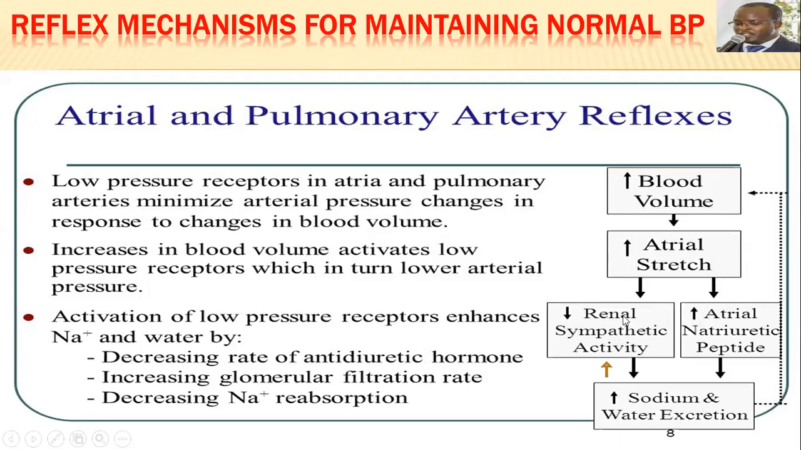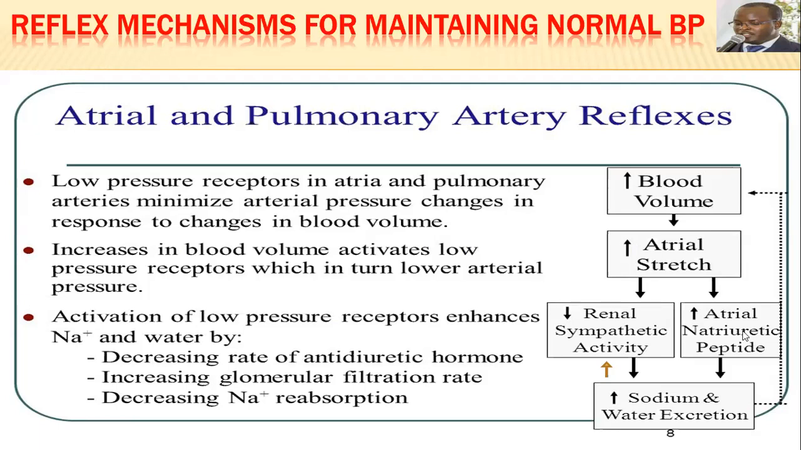So if you have a decrease in the renal sympathetic activity, you have more vasodilation instead of vasoconstriction. So the vasodilation will result in an increase in blood flow to the kidneys, and then an increase in glomerular filtration rate. Then you're producing more urine. You are losing water. Blood volume will reduce, blood pressure will decrease.